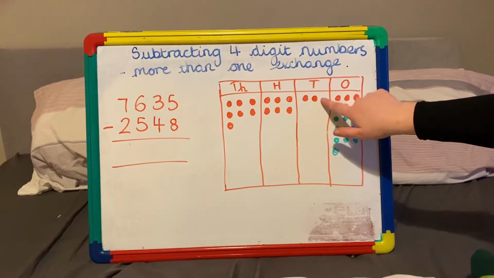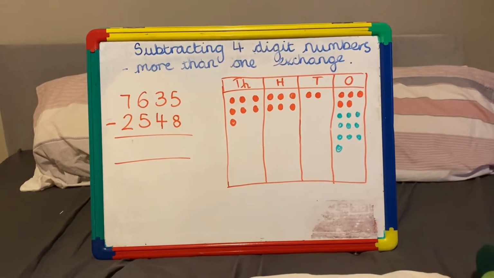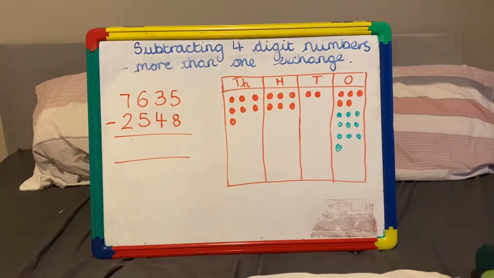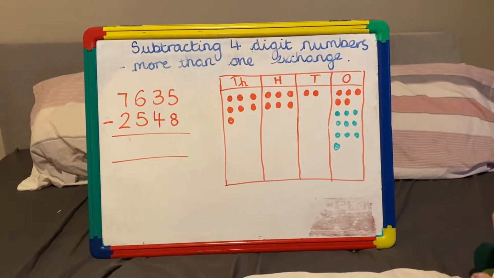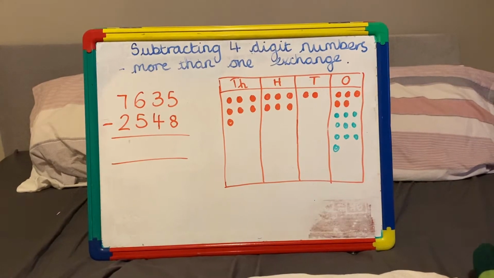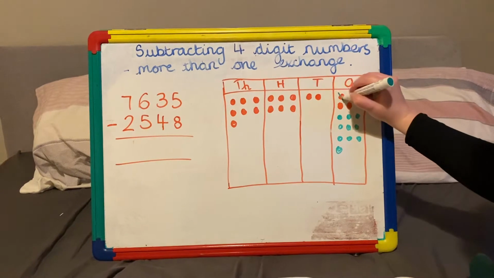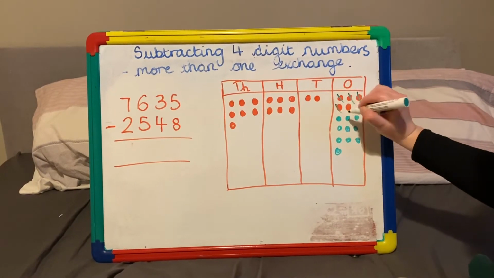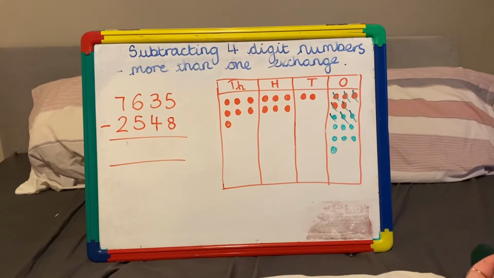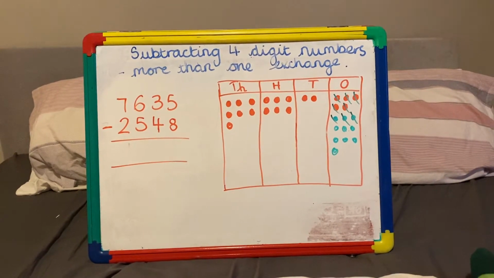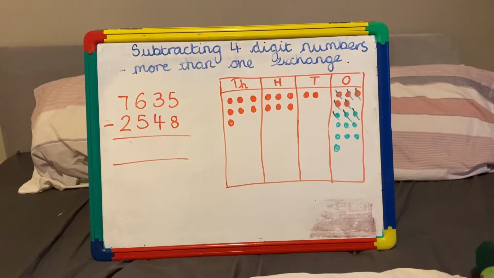I exchanged that counter, which was worth 10, for 10 ones counters that are worth 10. Now I can do my subtraction. 5 take away 8. So I'm going to put a small cross through the counters that I'm taking away. 1, 2, 3, 4, 5, 6, 7, 8. Now I can move on to my tens column. So we are taking away 4 tens.